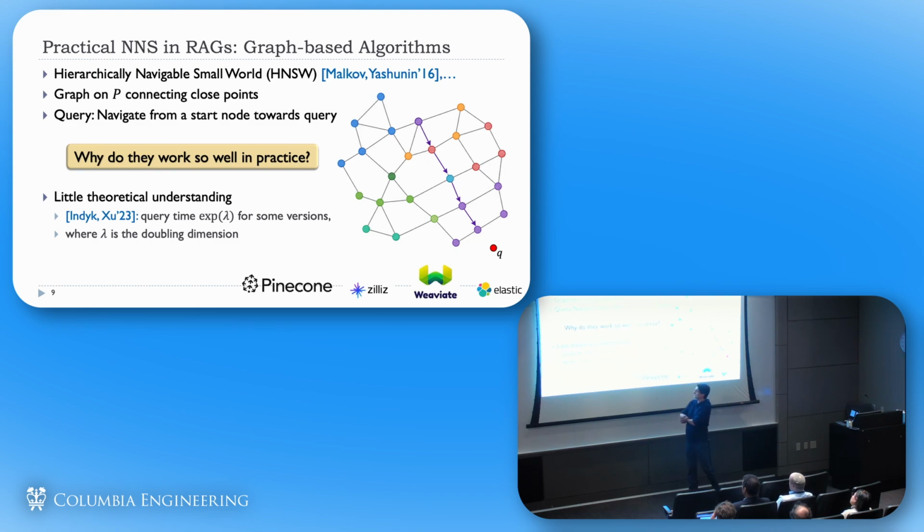There is some work of the following form that says suppose my data set has an additional property, namely it has small doubling dimension. I won't really define doubling dimension here, but think about this as the degrees of freedom inside the data set. Suppose it's maybe a 1,000-dimensional space, but it really lives on a manifold of dimension 10 only. So intrinsically it's a smaller dimension, and lambda is this smaller dimension. What we proved is that you can get query time which is exponential in this doubling dimension.